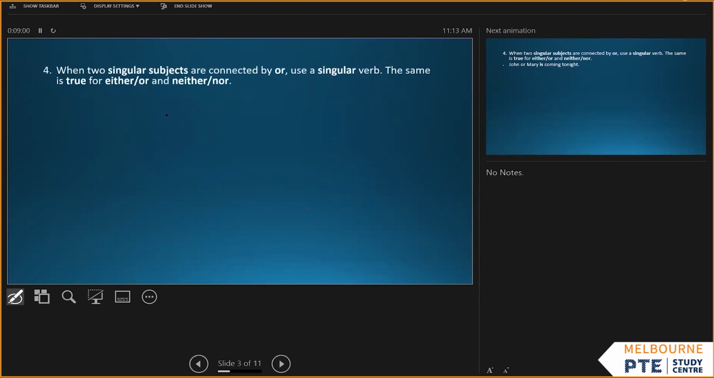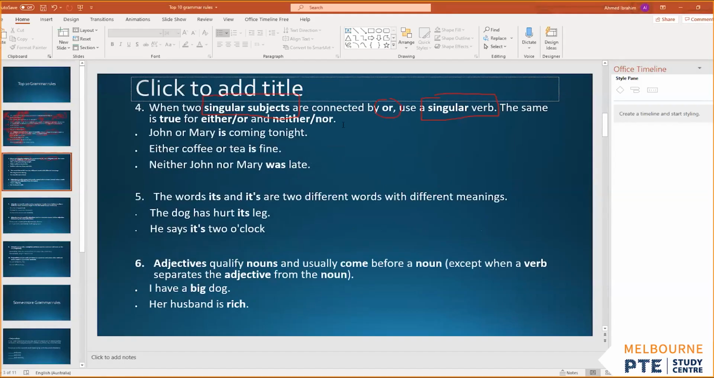Yeah. Now, what does this say? When two singular subjects are connected by or, use a singular verb. Okay, now this is actually talking about some particular group of words. Let me write them here for you guys so it's easier for you to understand.